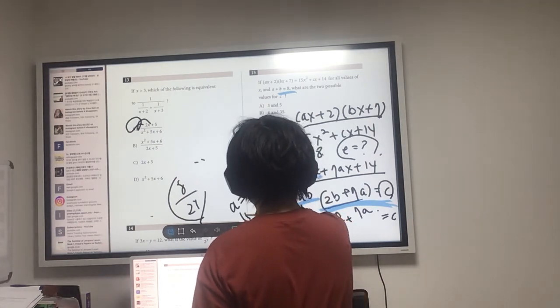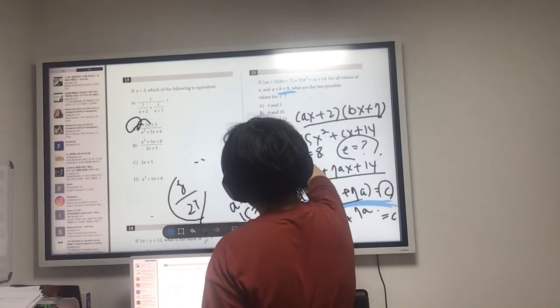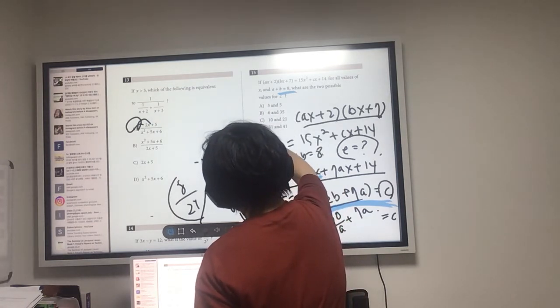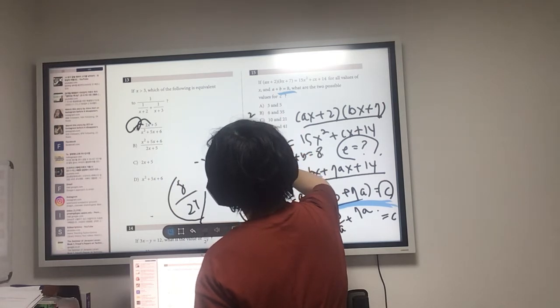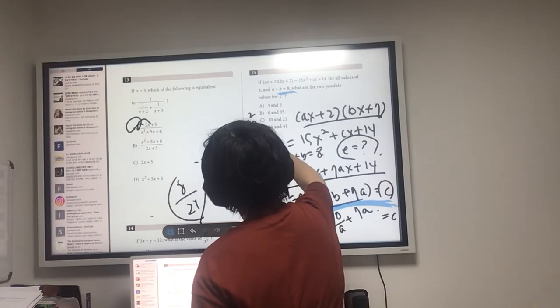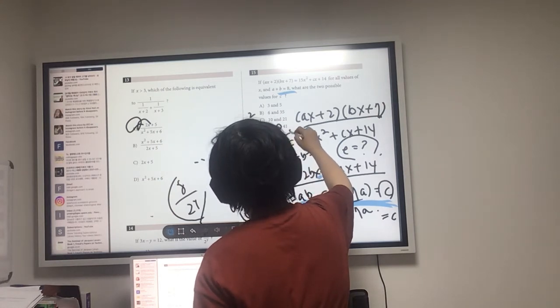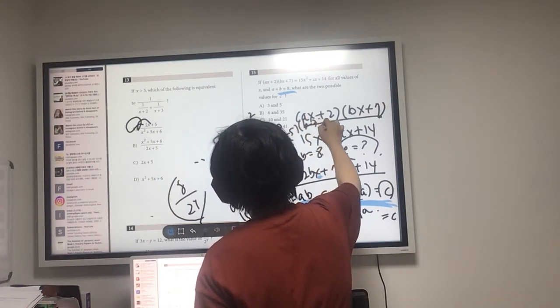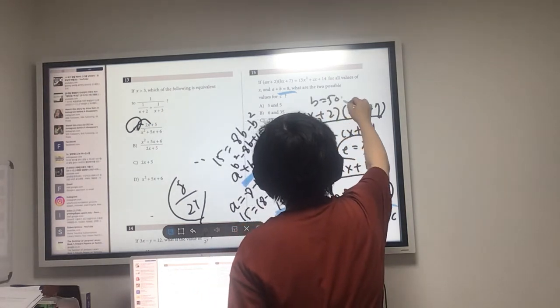So 15 equals 8 minus B, times B, right? So again, 15 equals 8B minus B squared. So that would be quadratic. So B squared minus 8B plus 15 equals 0. 5 times 3, minus minus. So B minus 5, B minus 3. Right, so B equals 5 or 3.